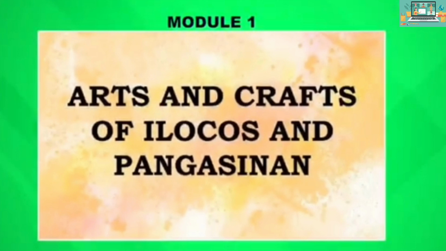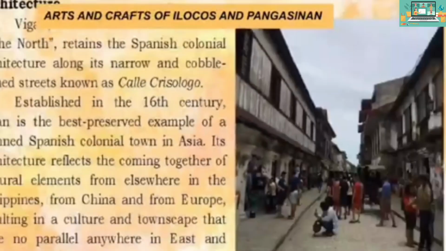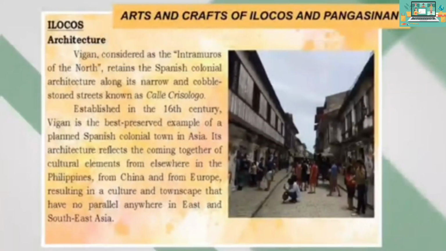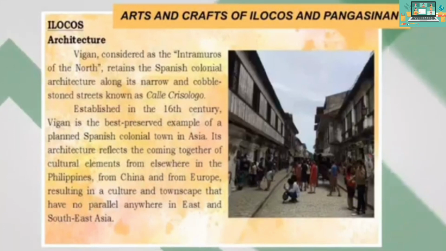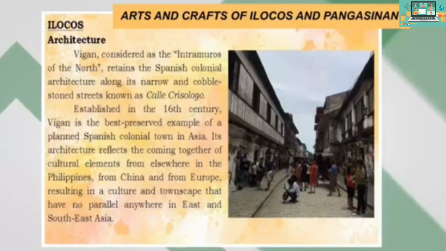Now that you already know the different elements and principles of art, you will be able to see how these elements are incorporated in the different arts and crafts of Ilocos and Pangasinan. First up is Vigan. Vigan is considered as the Intramuros of the North. It retains the Spanish colonial architecture along its narrow and cobblestone streets known as Calle Crisologo.